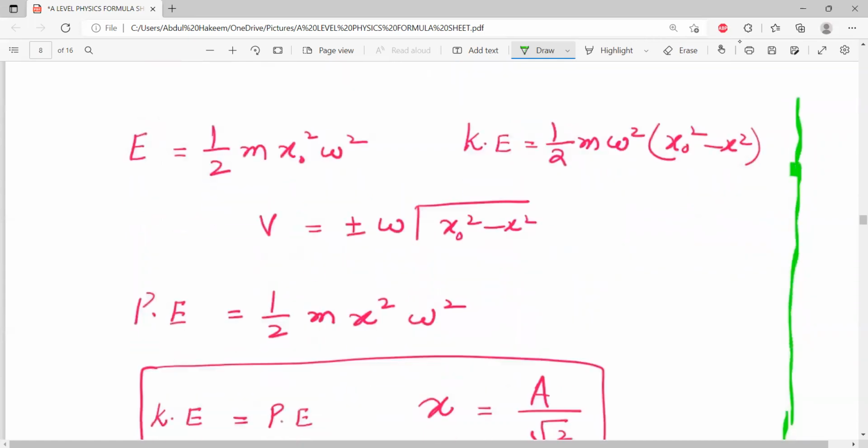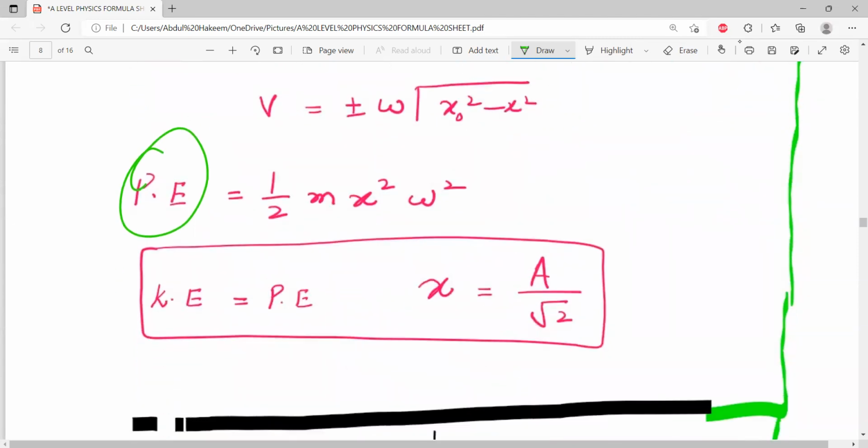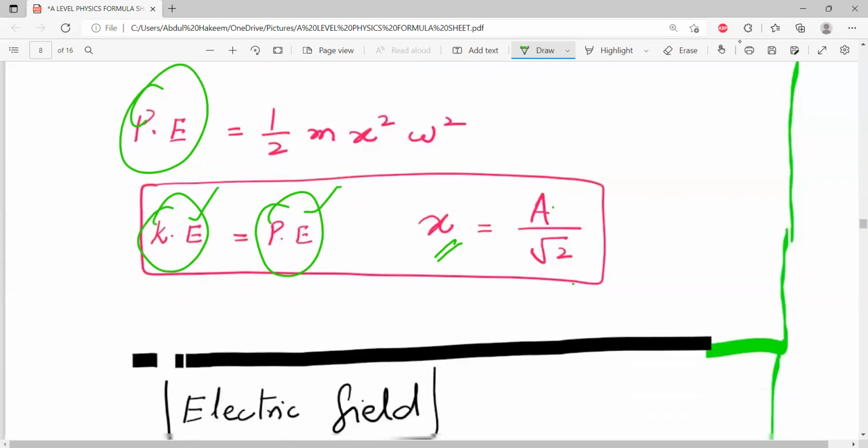So from these two equations, the potential energy at any displacement is 1 by 2 m x square omega square. The point at which the kinetic energy and the potential energy are exactly equal, that displacement is equal to amplitude divided by under root 2. You can derive it by putting the kinetic energy formula and the potential energy formula equal, and then after cancellation, you can calculate this displacement A divided by under root 2.